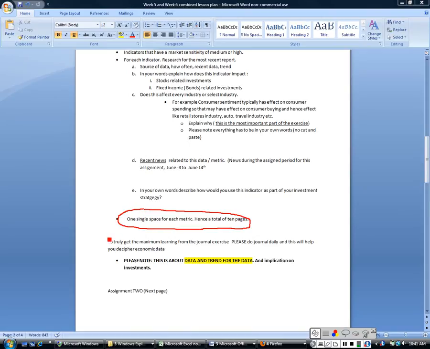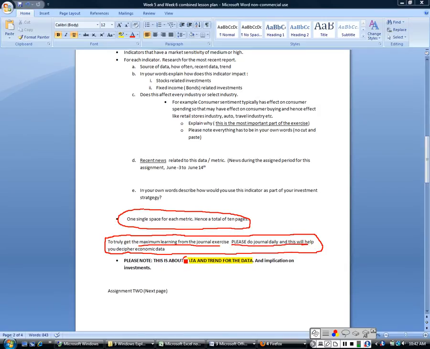The other thing I would really, really strongly recommend: do not wait till Thursday or Friday before it is due. You will not get the value of this exercise. I strongly recommend you try to do it every day, no more than every other day. You're here to learn, so if you're going to get the maximum learning from this journal exercise, please do the journal every day, and this will really help you decipher the economic data.